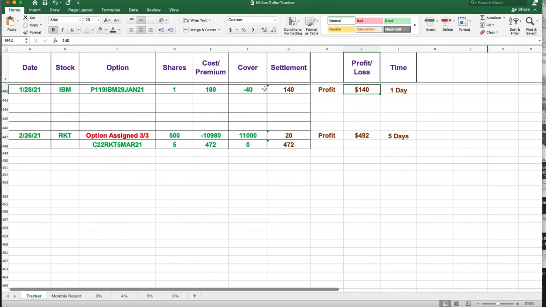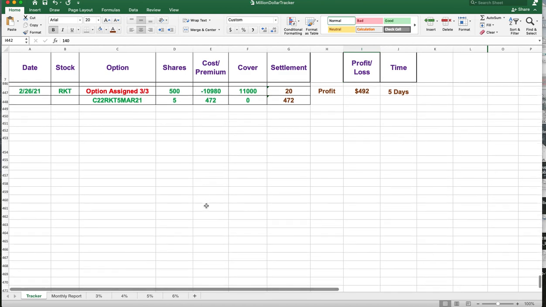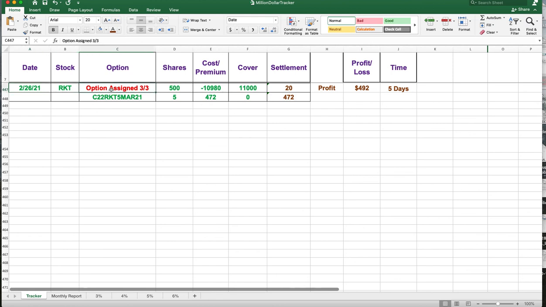This position's finished. On the other hand, here's a call option. We bought the stock. It doesn't matter when we bought the stock. In this case, we bought the stock on 2/26/21. Five days later, at the same time we bought the stock, we did a covered call. We sold to open with a strike price of 22. And what happened was it went over 22. It actually went a lot higher, almost $30 a share, just so you know, Rocket. And I got early assigned on the 3rd of March. Basically, they took away my stock and they gave me only $22 a share back for my stock.